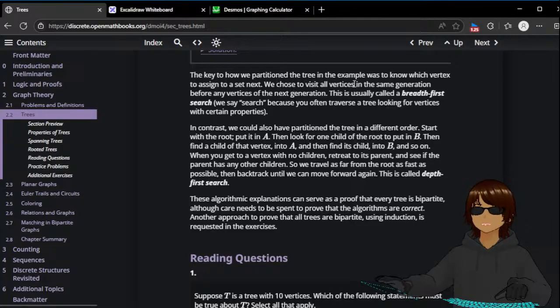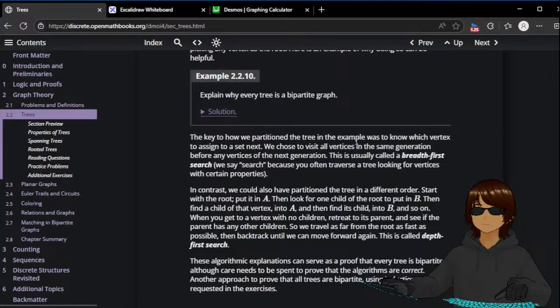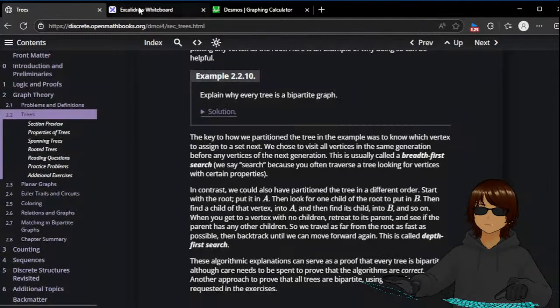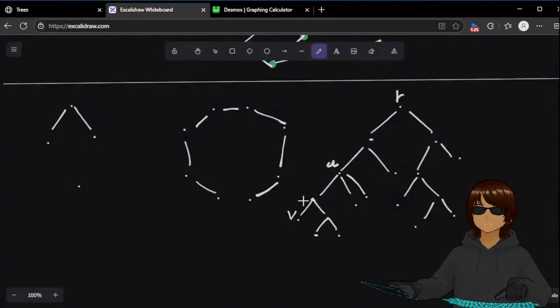We chose to visit all vertices in the same generation before any vertices of the next generation. This is usually called breadth first search. So if we want to visit all the vertices, we can visit these two, and then these two, and then these two. We are not visiting V until all the children of U are explored. There could be multiple children as well. If we are exploring all the children before going down to the next generation, this is called breadth first.